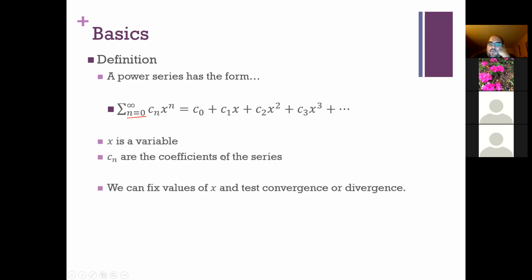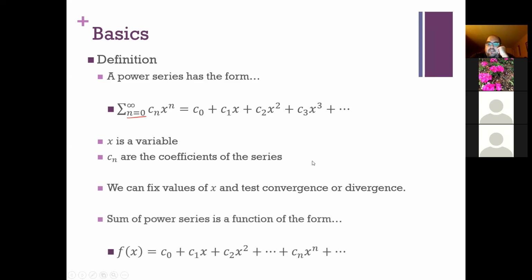The way we work with these is, we can analyze these series the way we've analyzed everything else. We can test convergence or divergence using all the things we've already done. It's just that we have this extra variable, x, to think about as well. And usually we don't even treat x as a variable. This will make more sense in a bit, but usually we just fix values of x, set x equal to some value, and look at the way the series behaves for that value of x.